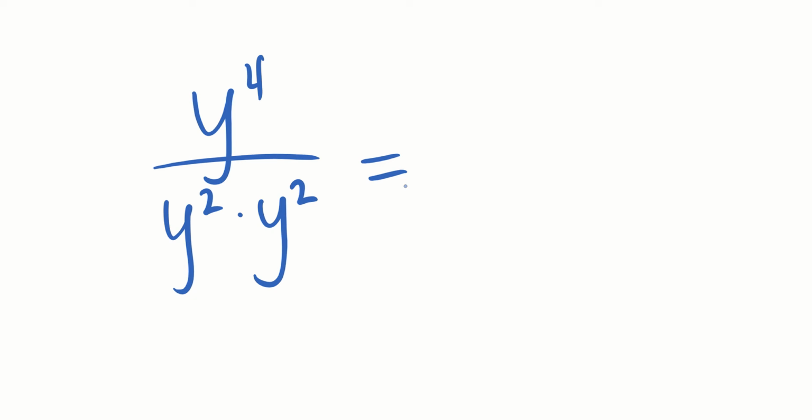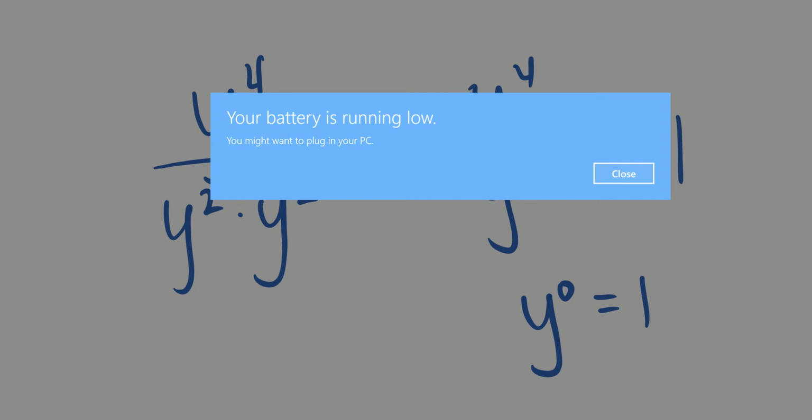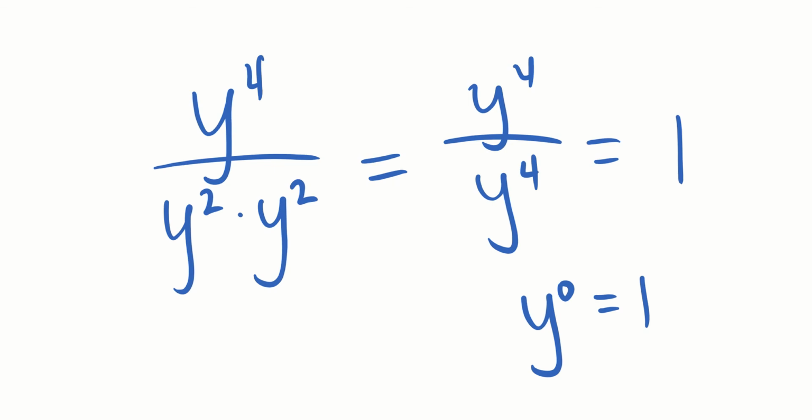What if I have y to the 4th over y squared times y squared? Well, that's going to give me y to the 4th over y to the 4th, which everything cancels out. So if we have the same on top and the same on bottom, that gives us a whole number. And so if I had subtracted them, it would have been y to the 0. So that's how we know the answer is going to be 1 anytime the exponent is 0.